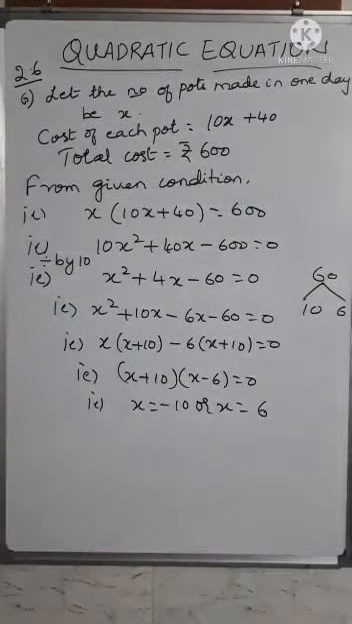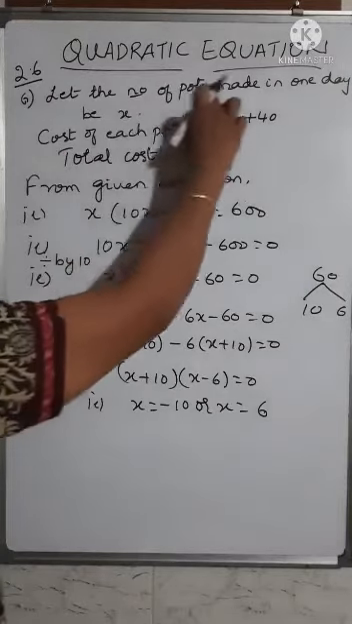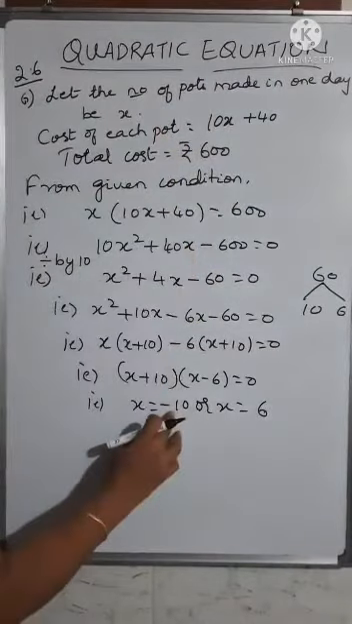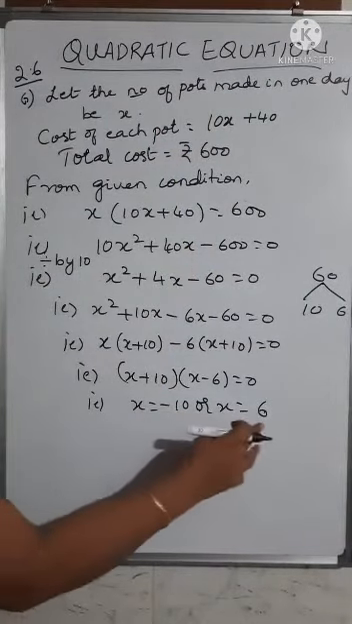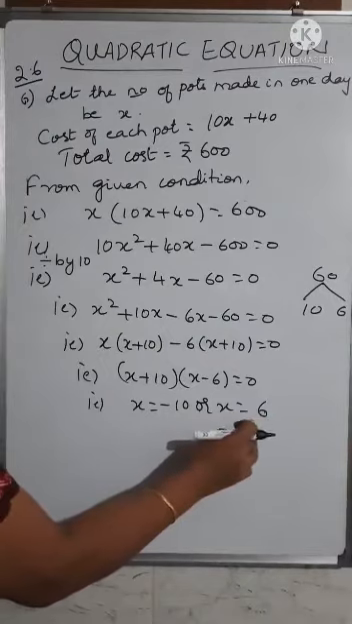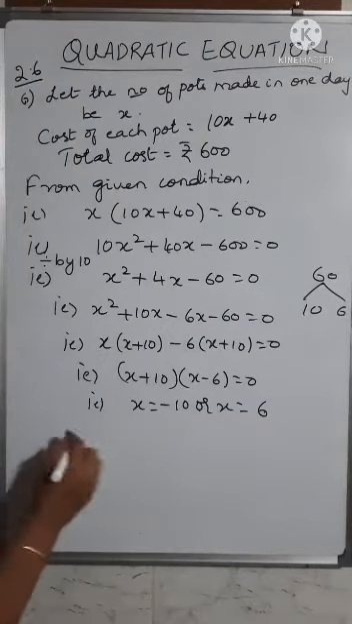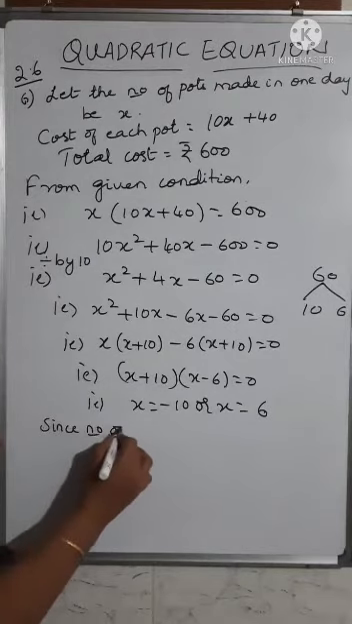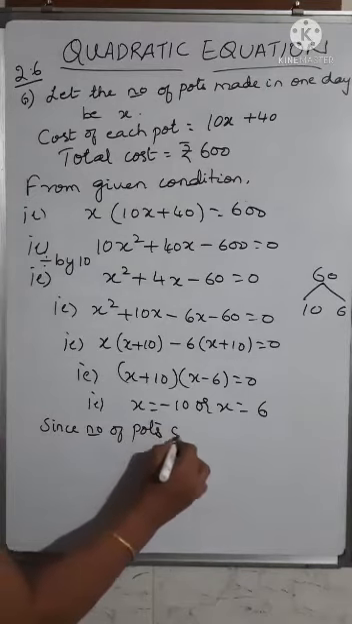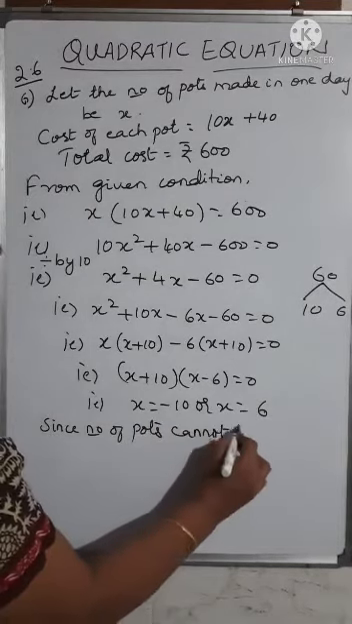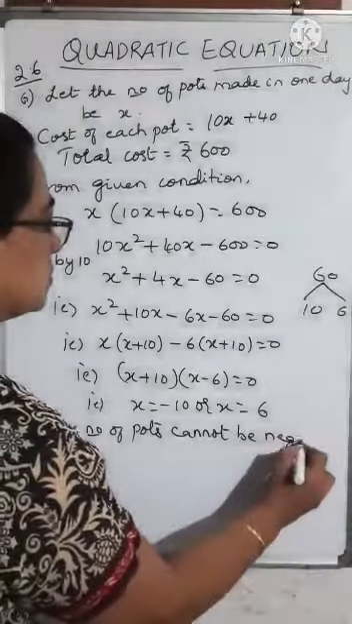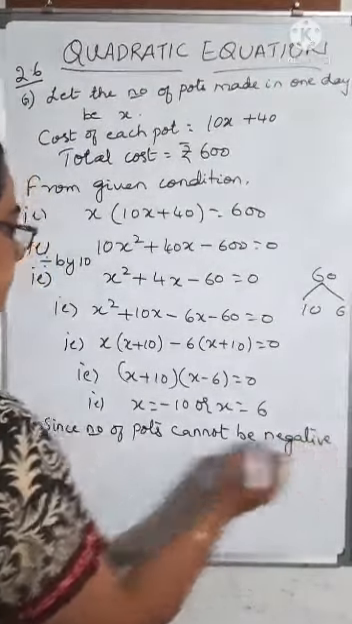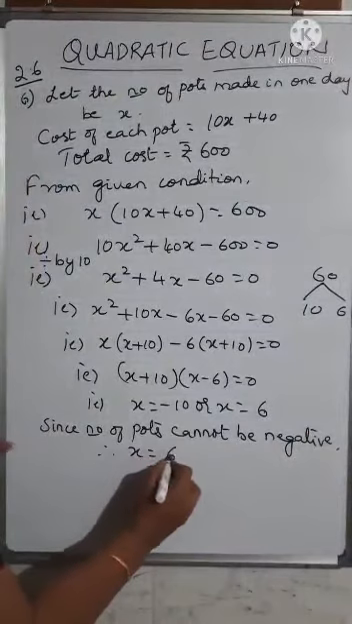Now here again you have got two values. You have to see which is suitable to the statement that is given. So you had taken the number of pots as x. The number of pots cannot be negative, so the number of pots will be positive. So you have to take the value of x as 6, since number of pots cannot be negative, therefore x is equal to 6.